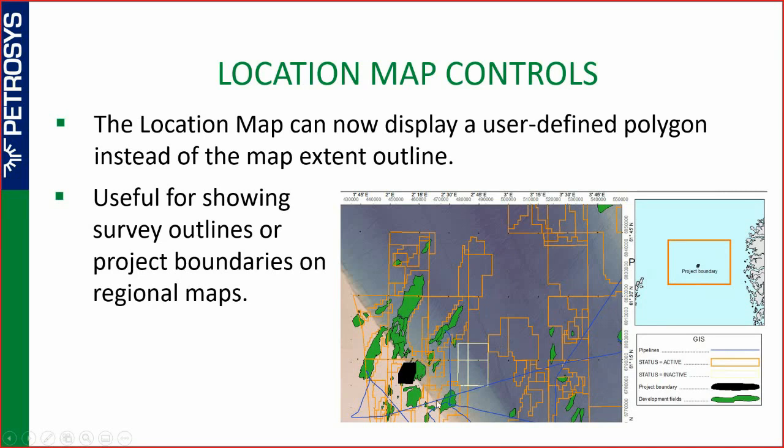And it may just be a case of where we want to show a regional map, but we also want to focus the users' or the viewers' attention to a specific boundary as well. So that could be your project boundary, or it could be something like the outline of a 3D seismic survey. So this option has been added to the location tab, and I'll show you where that is in the demo.